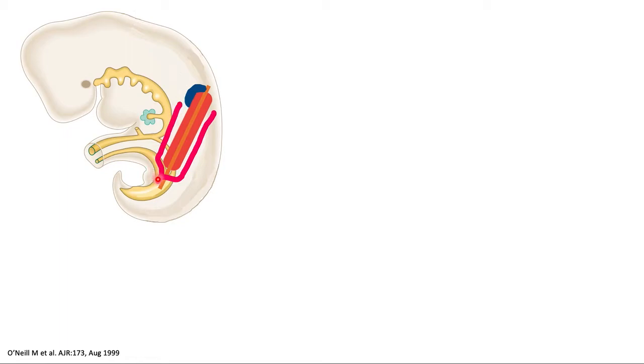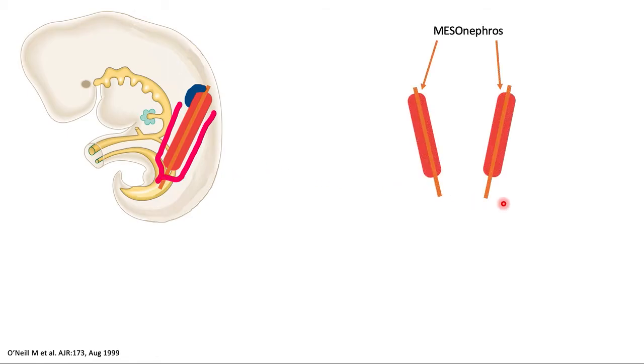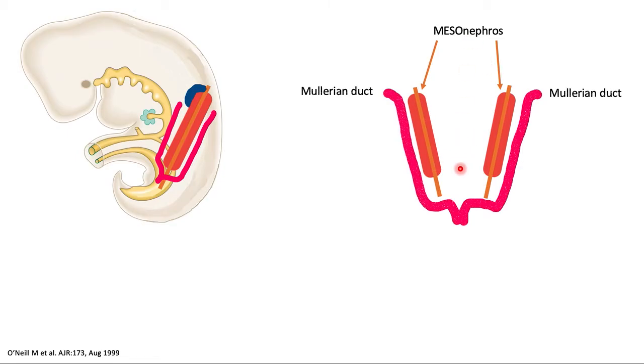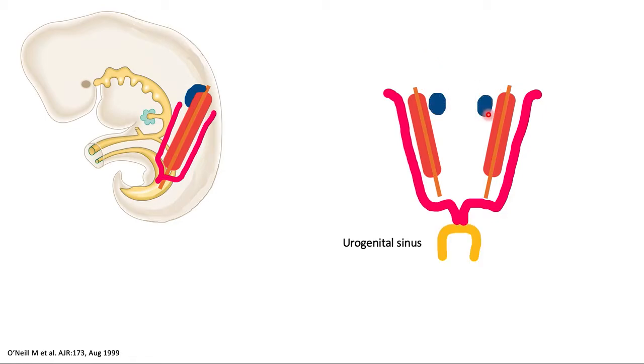So let's now imagine how this would look if we look at these structures from the front. There will be 2 hot dogs in the middle. These are the mesonephros. We have 2 ducts, one on either side. These are the Mullerian ducts. The future ovary would be here, medial to the topmost part of the hot dog. Recall that inferiorly, we have the urogenital sinus.